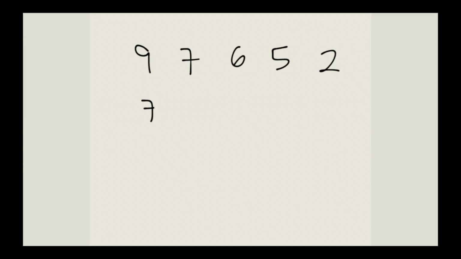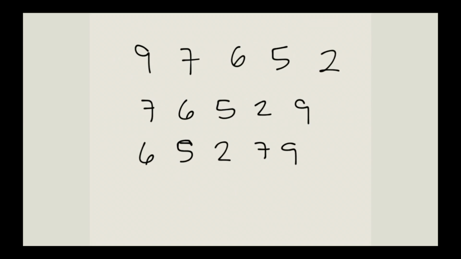Just reverse order. Exactly. So if I had the array 9, 7, 6, 5, 2, right? First, the 9 would bubble all the way up. So after one iteration, we'd have 7, 6, 5, 2, 9, right? Then the 7 would bubble up, 6, 5, 2, 7, 9, and so on and so forth. So we'd have to go through the entire array n times.